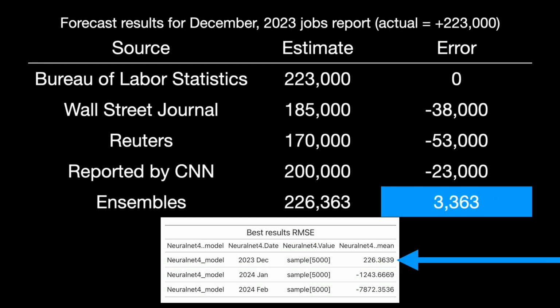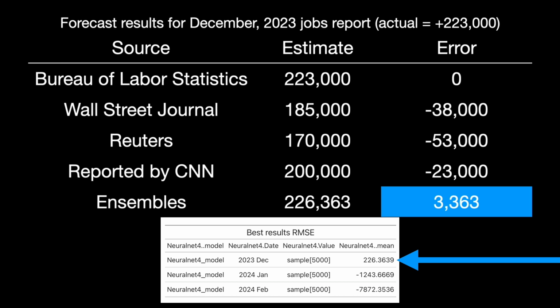This, I think, is crazy. So the forecast result for December 2023 was 223. The Wall Street Journal was forecasting 185,000, so they were low by 38,000. Reuters was forecasting 170,000, so they were even farther off.